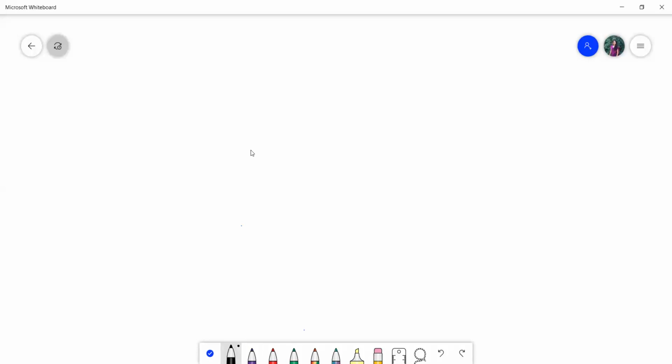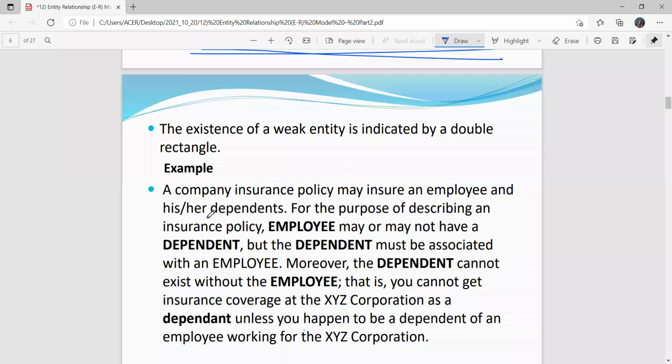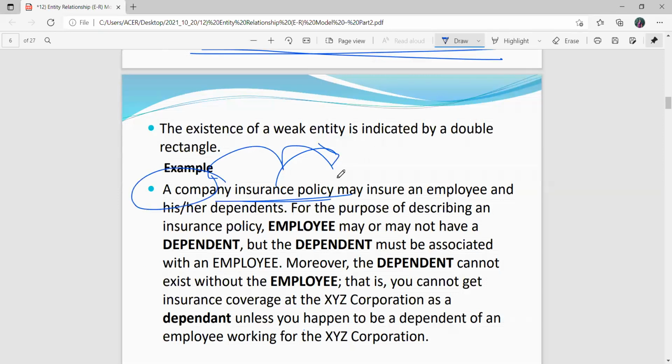As an example, let's take this XYZ company. A company is going to introduce an insurance policy for the employees and his or her dependents in a company. That means one company is going to introduce an insurance policy for their employees and their dependents. For the purpose of describing the insurance policy, an employee may or may not have a dependent.